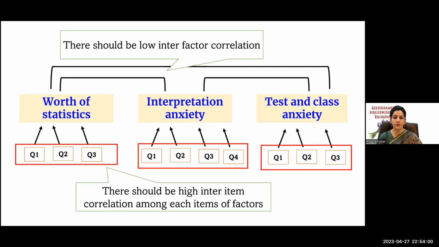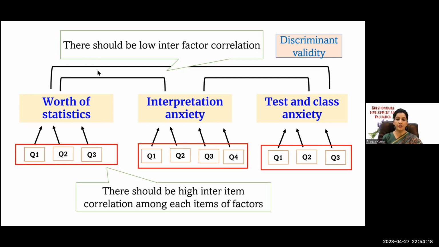So if you see the correlation between these three items, this should be highly correlated. Why? Because all three are measuring this domain, which is the worth of statistics. So there should be high inter-item correlation among each of these items or factors.